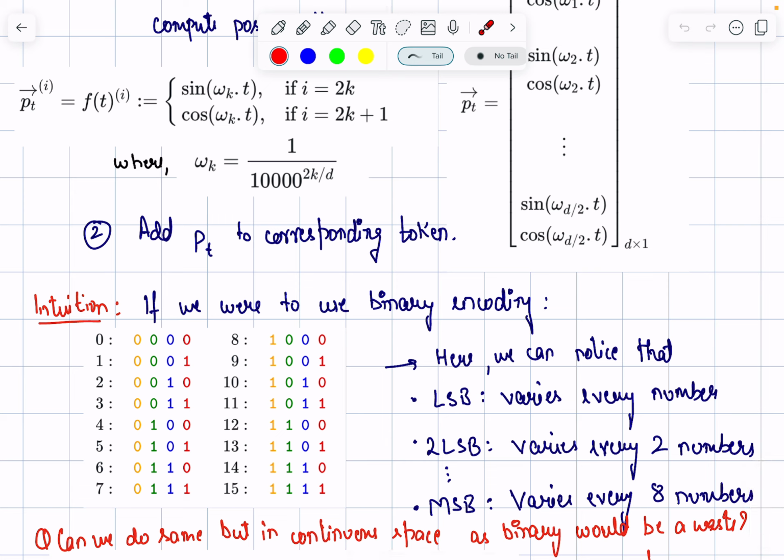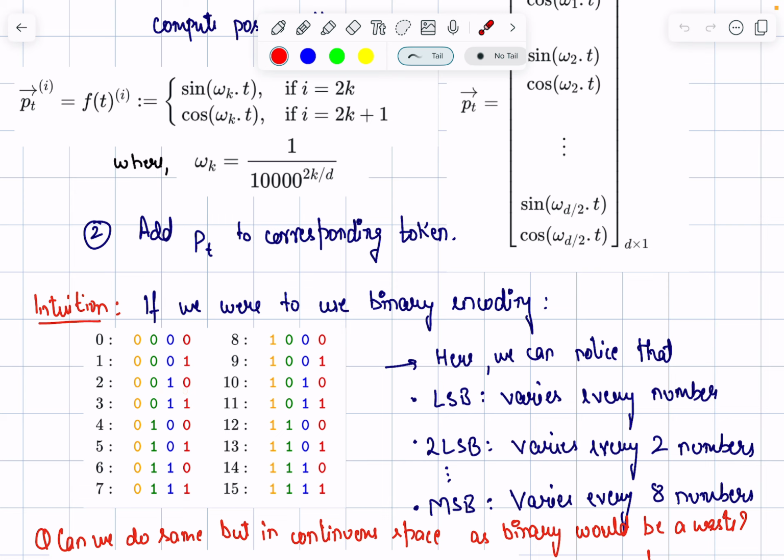But let me briefly give you the intuition on this. It says let's say we have to use binary encoding. How would we go about it? At positions 0, 1, 2 and so on, we will have a binary encoding. For example, at position 0 we will have all zeros, at position 1 we can have three zeros followed by 1, then we have 0010 and so on and so forth, right?